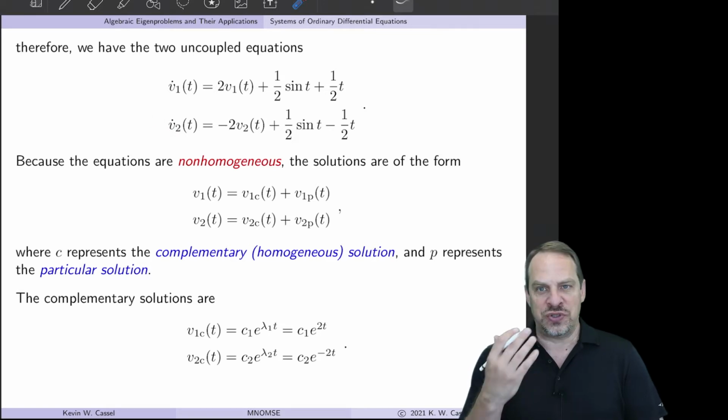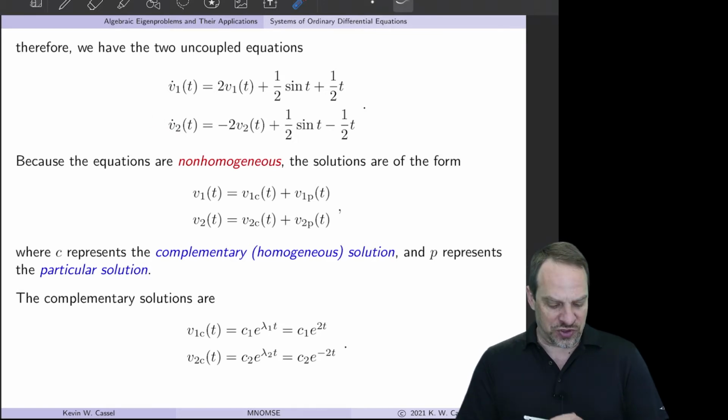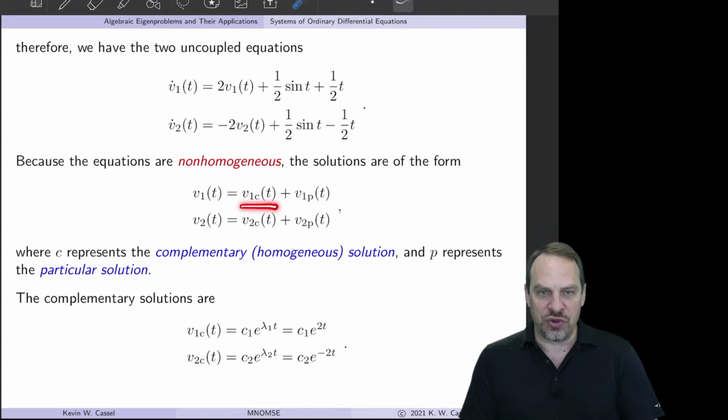We solve those using the standard techniques from our differential equations courses, and so we want to get the complementary or the homogeneous solution as well as the particular solution, and those then are summed together, superimposed, to give us our general solution for v1. Same thing for v2. We'll look at v1 carefully, and then I'll just give you the result for v2, and you can check that on your own.